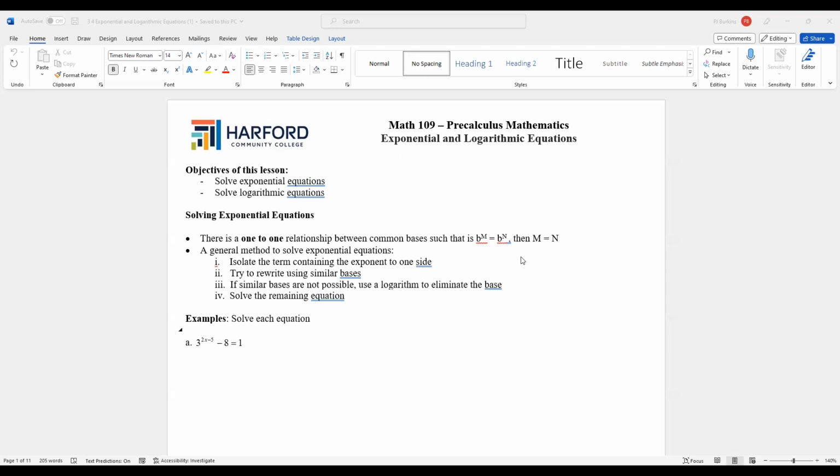And then in general, what we're going to do is isolate the term that has the exponent to one side of the equation. Then we're going to try to rewrite the other side of the equation in the same form. If we can't do that, then our next option is to take a logarithm of both sides. And then finally, solve the remaining equation.